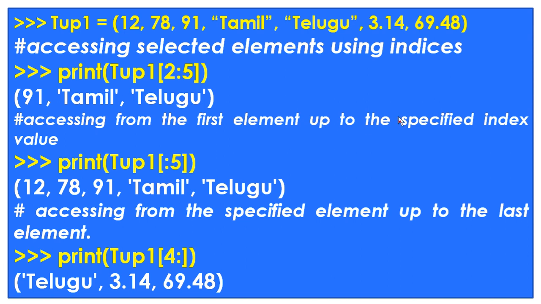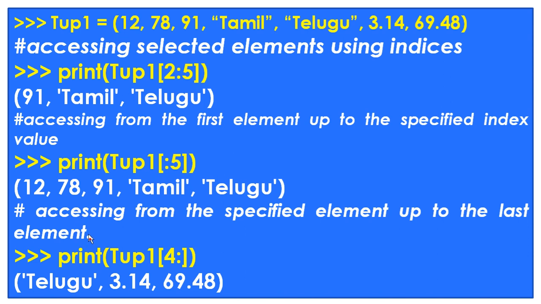Accessing from the first element up to a specified index value, we give the index value by colon 5. That means the starting value is not given. So the 0th element to the 4th element is displayed. Here the 0th element is 12. 0, 1, 2, 3, 4. The 4th element is Telugu. So 0 to 4 is displayed here by using the command print tup1 of colon 5. Here the starting value is not given, only the n value is given.